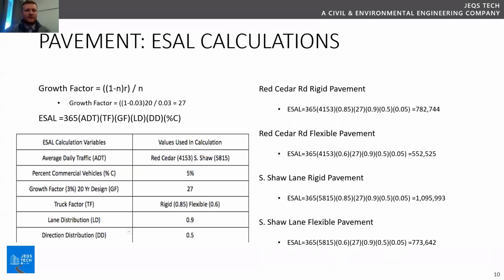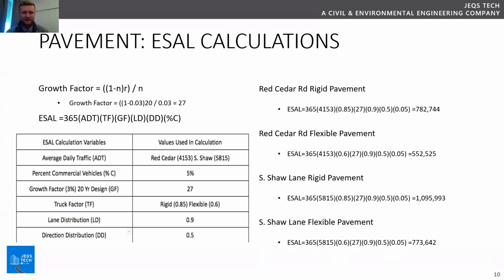So this is how I calculated my ESALs. I'm going to go through the table real quick. Our average daily traffic for Red Cedar was 4,153, and South Shaw had an ADT of 5,815. A percent commercial vehicles of 5% was assumed. And then our growth factor, we assumed a rate of 3% for a 20-year design, which gave us a growth rate factor value of 27.